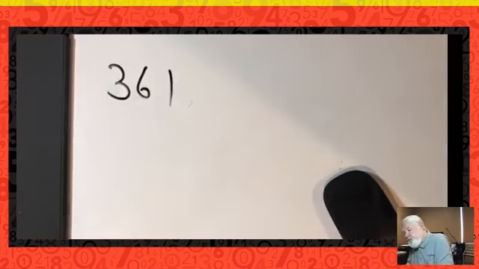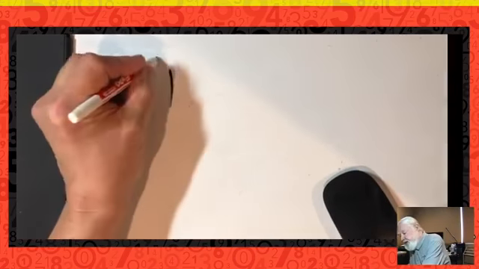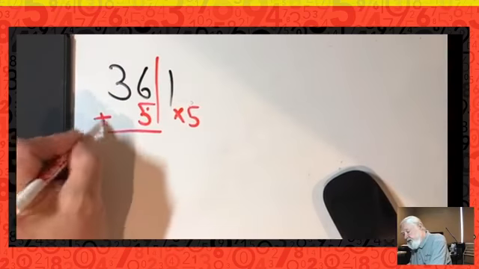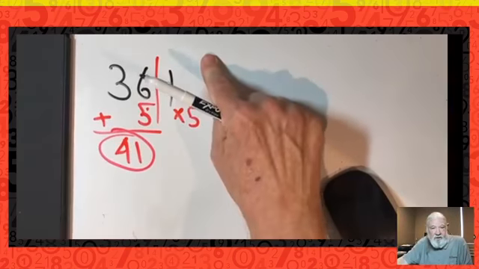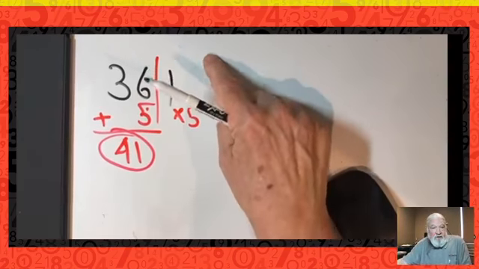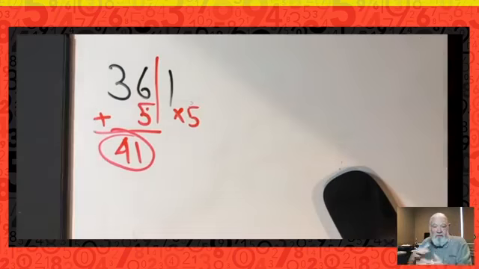Again, strategy, let's go 1 times 5, add it to what's in front. This time we get 41. And since 41 is not divisible by 7, 361 is also not divisible by 7. So every time you see this, I'm hoping you're getting a little more comfortable with this procedure, because we're going to be using it not only for 7, but basically the same procedure for a number of other numbers.